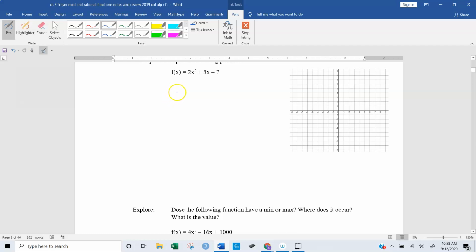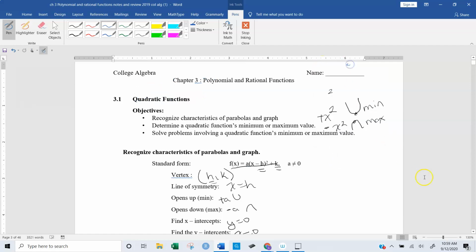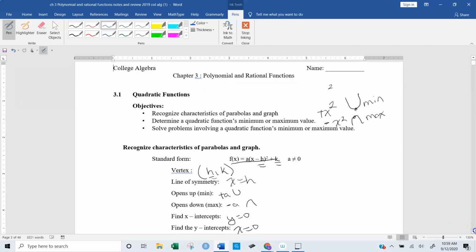So your first step is you look at whether it opens up, because you have a equals 2. That means it opens up, which means you have a min. Next thing you had to find was your x value. So x is equal to the opposite of b over 2a. So you got negative 5/4. So you got the x value, so you go to negative 1 1/4, and we're going to draw in our axis of symmetry. Next you plug in your negative 5/4.